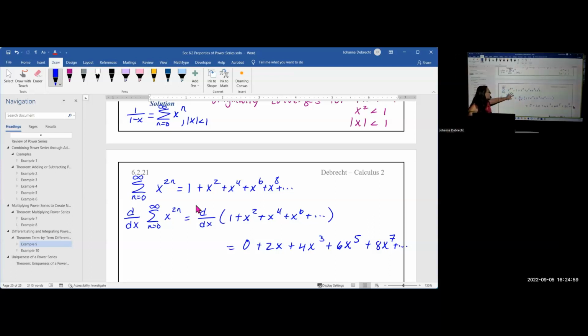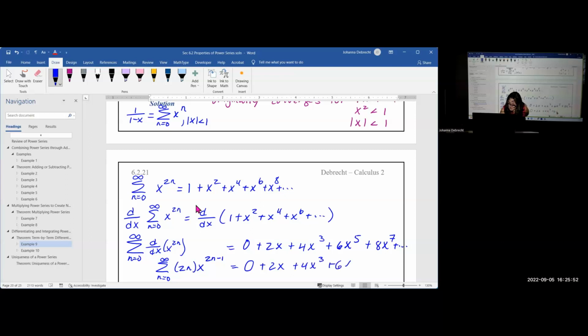Now, what would happen if I were to apply it in the formula form? What would I get? Again, the summation depends on n, the derivative does not, so I can pull the derivative inside of the summation. And so I get the sum from n equals 0 to infinity of the derivative with respect to x of x to the 2n. Now I have to take the derivative of that. And when I take the derivative, I just apply the power rule. So I bring the power to the front and reduce the power by 1. So this is going to give me the sum from n equals 0 to infinity of 2n times x to the 2n minus 1, which is equal to this expression that you see up here, 0 plus 2x plus 4x cubed plus 6x to the 5th plus 8x to the 7th plus dot, dot, dot.